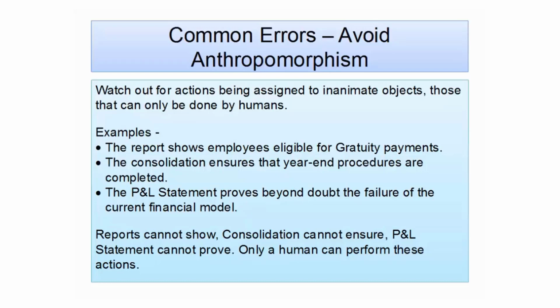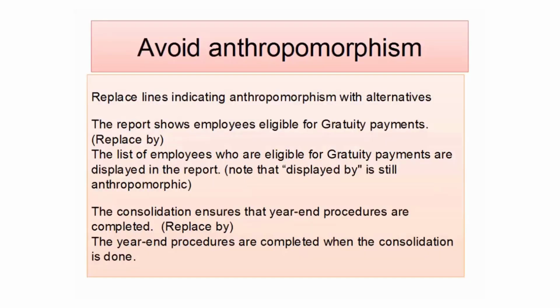In spite of knowing this, statements such as the above fill our manuals and help files. The trick is to replace them with an alternative sentence or sentences that convey the meaning without anthropomorphism. For instance, the statement, "The report shows employees eligible for gratuity payments," can be replaced by, "The list of employees who are eligible for gratuity payments are displayed in the report." Note here that displayed by is still anthropomorphic. Similarly, the statement, "The consolidation ensures that year-end procedures are completed," can be replaced by, "The year-end procedures are completed when the consolidation is done."